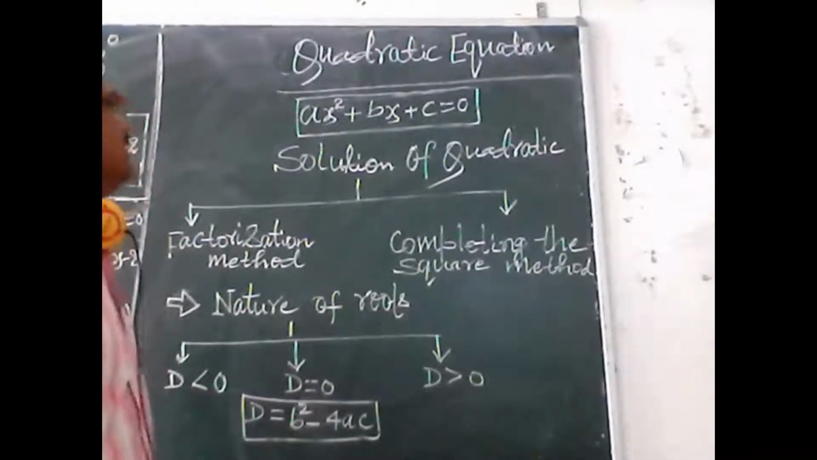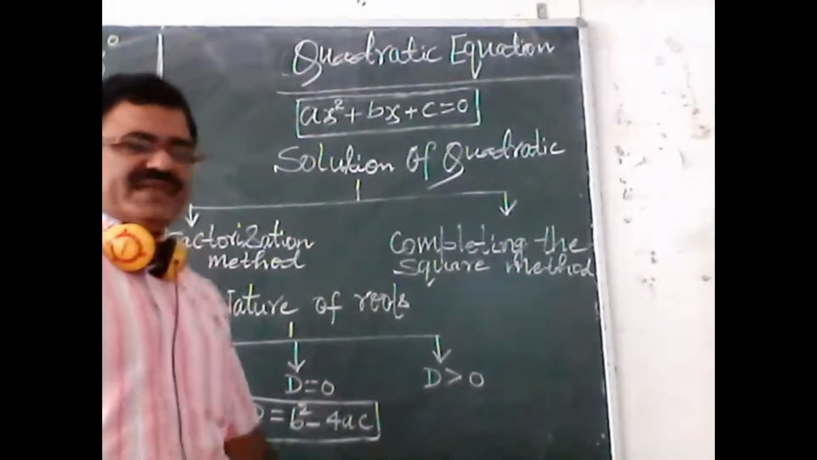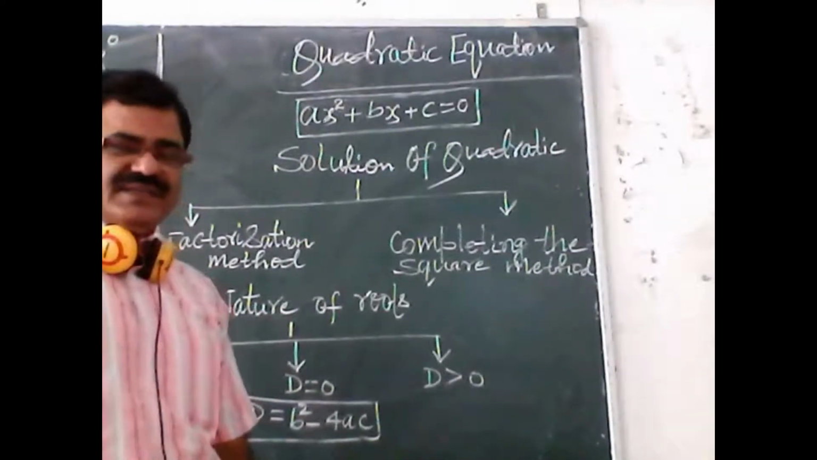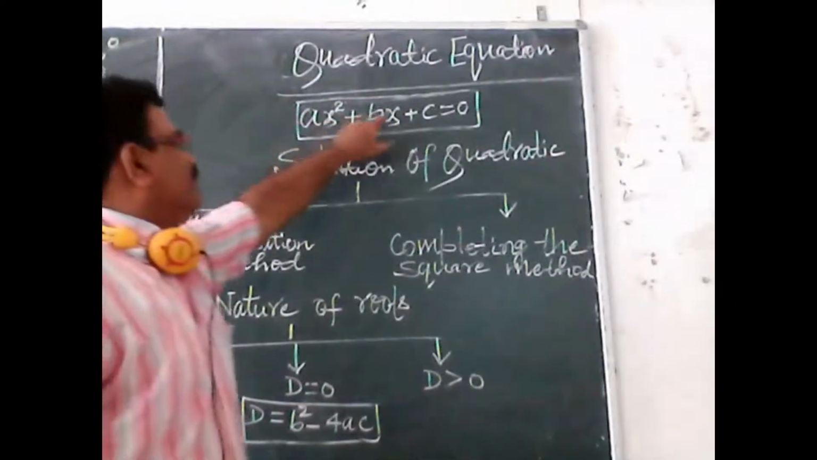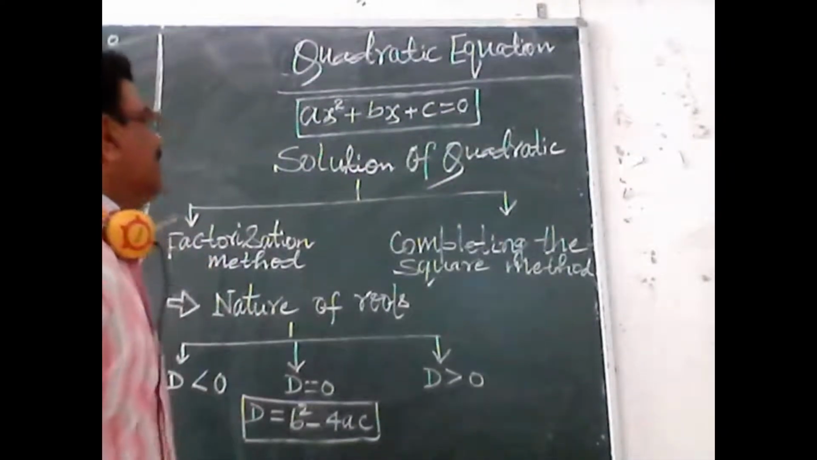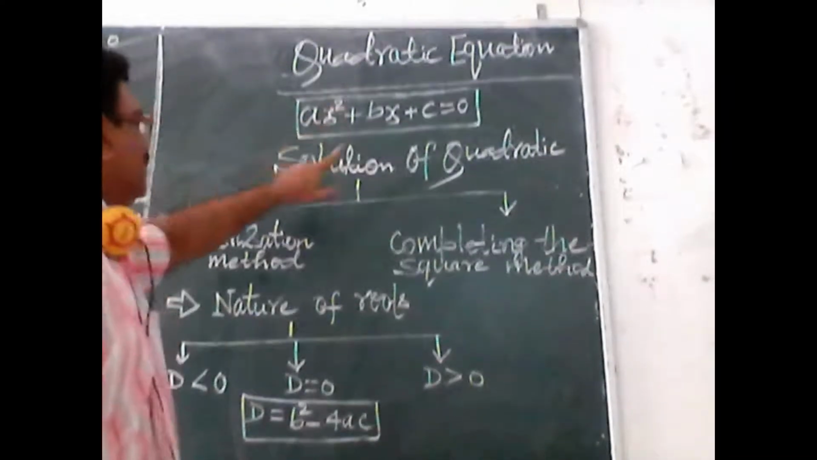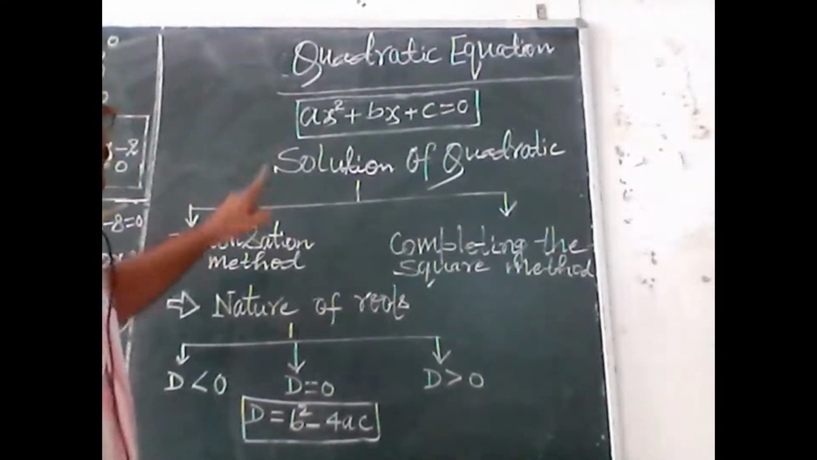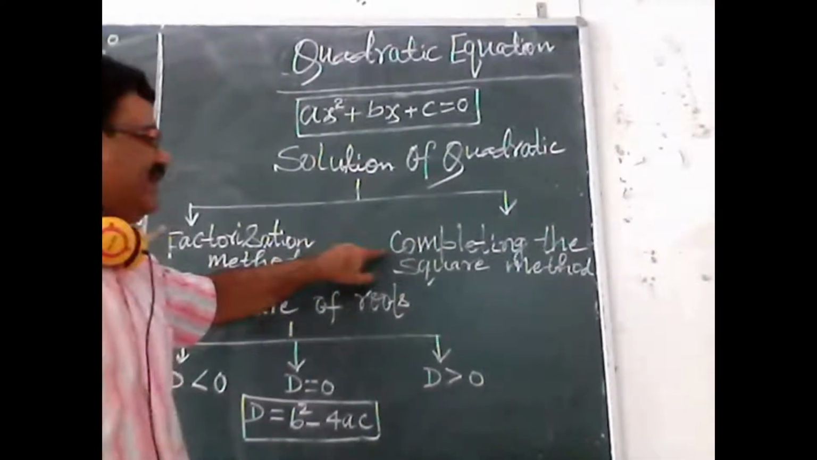Let us start. First, understand that a quadratic equation is an equation whose power is 2, that is ax square plus bx plus c. This is the general form of quadratic equations, where a, b and c are real numbers, but the restriction is that a under any condition should not be 0. Now students, think about the solutions of the quadratic equations. There are two methods. First is the factorization method, and second is the completing the square method.